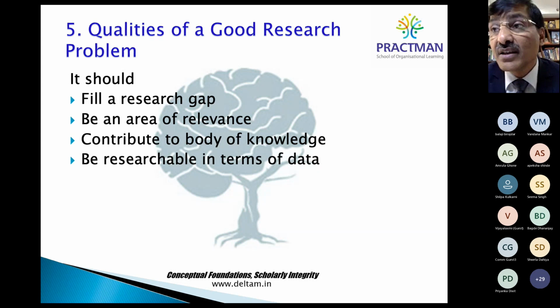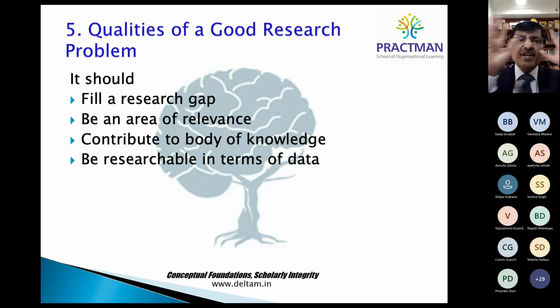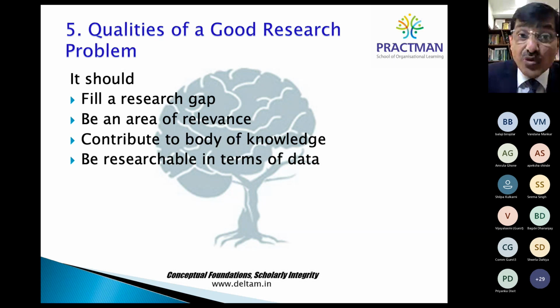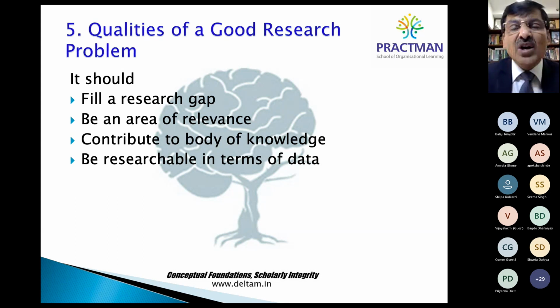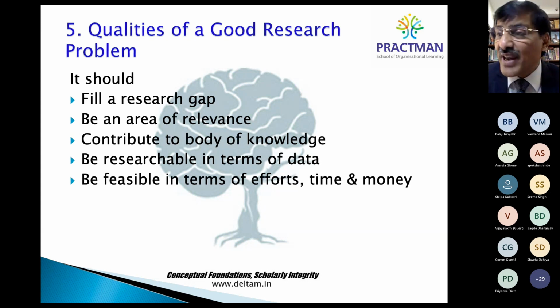And finally, the topic should be researchable in terms of data. This is a practical issue. You have identified a very good research topic fulfilling the first three criteria, but the fourth criterion: where do you get the data about competitors or competitors' views? You may not get data on that. Or sometimes it is infeasible in terms of efforts, time and money.